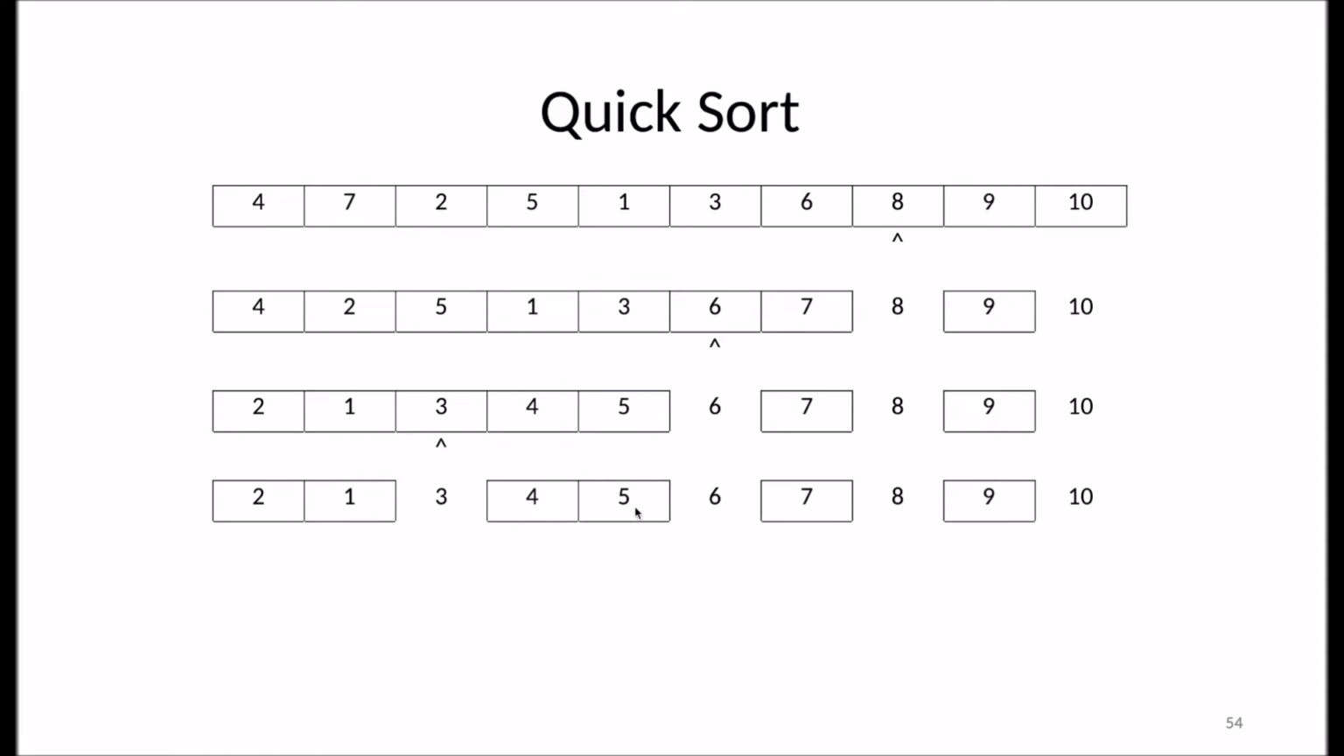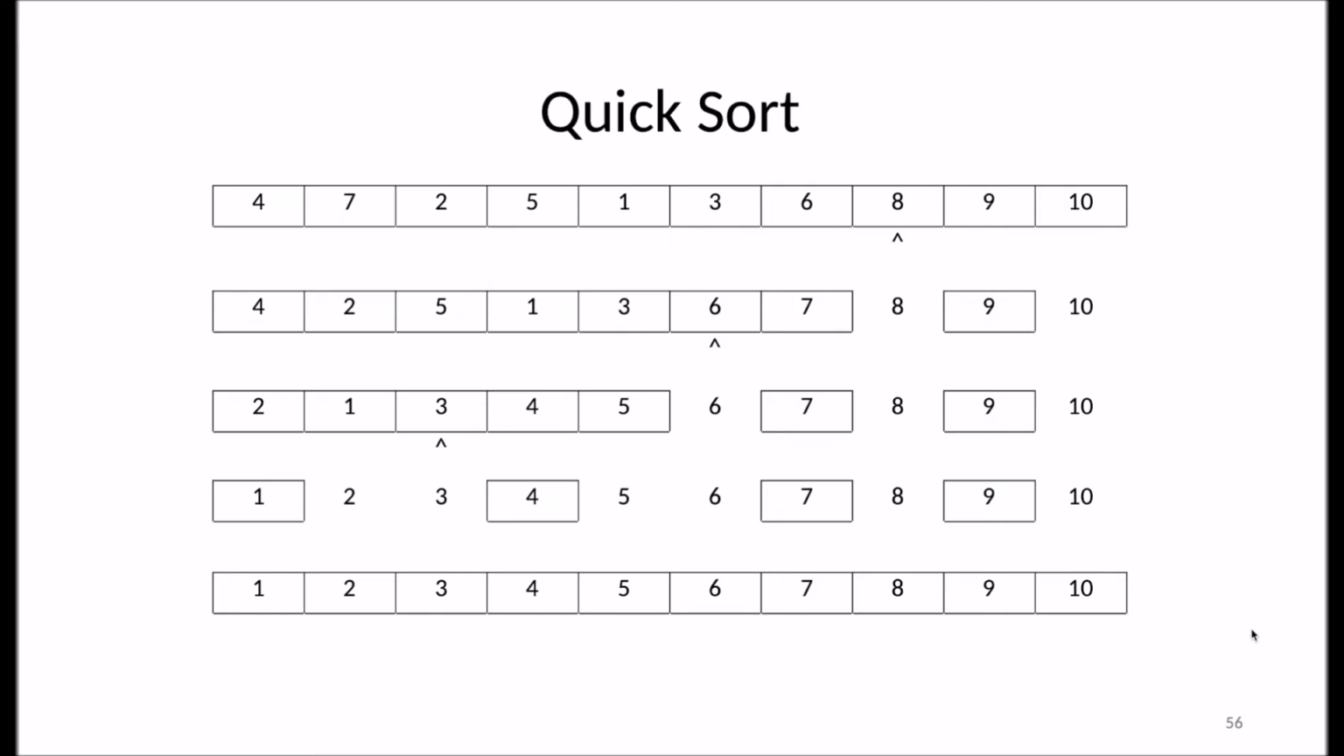I have two subarrays left. I pick the pivot element, there's one element left, so I swap both with the pivot element. And the final array is the perfectly sorted array of integers.